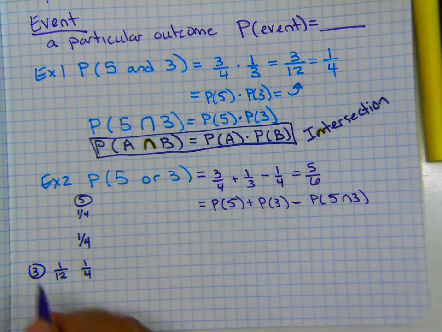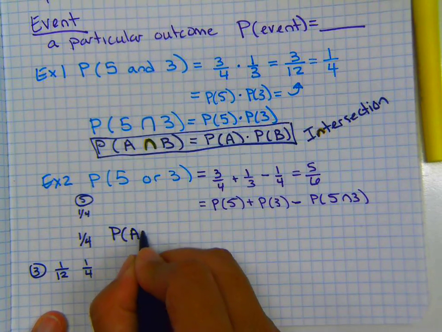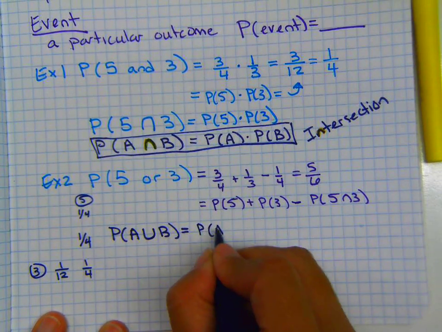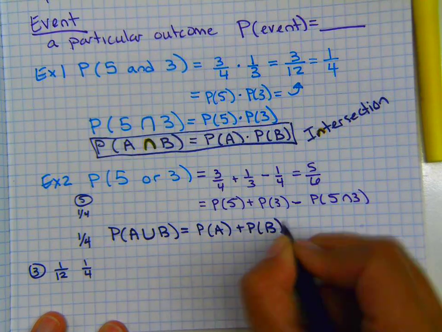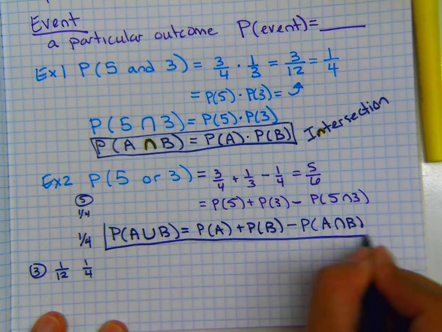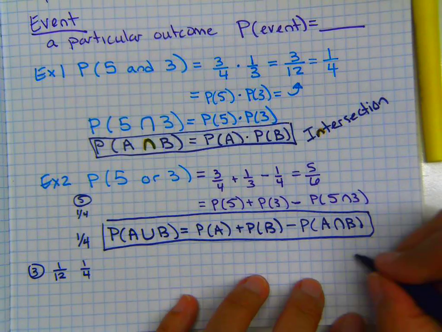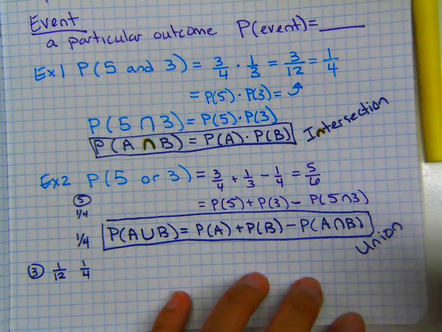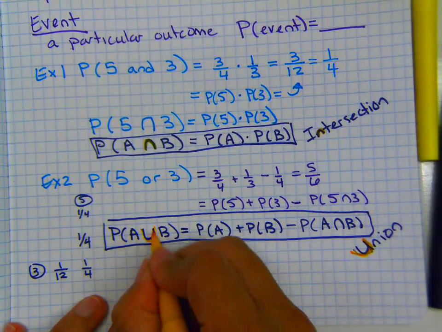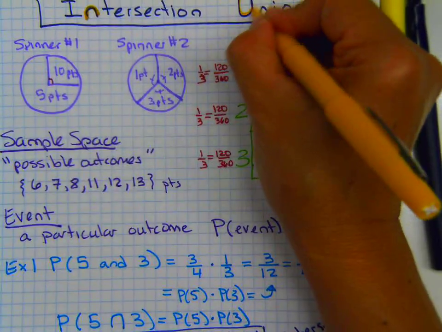So the actual way to look at union is this. The formula that you'll see in a textbook, A union B is the probability of A plus the probability of B minus the probability of A and B. This is a huge formula, so you're going to want to have this. All right, and this is union. The letter U, if you notice, there's your U. And if we go back up to the top, we could circle the U up there too.